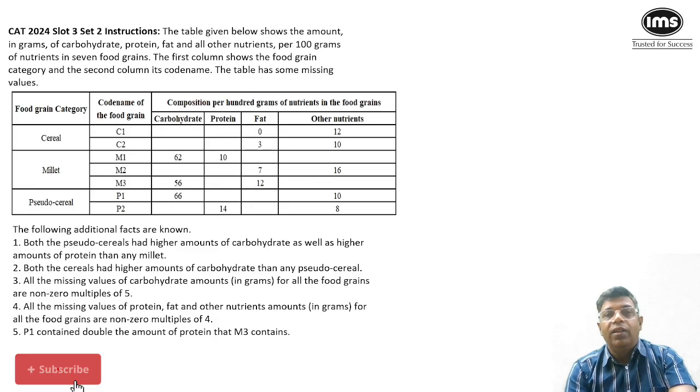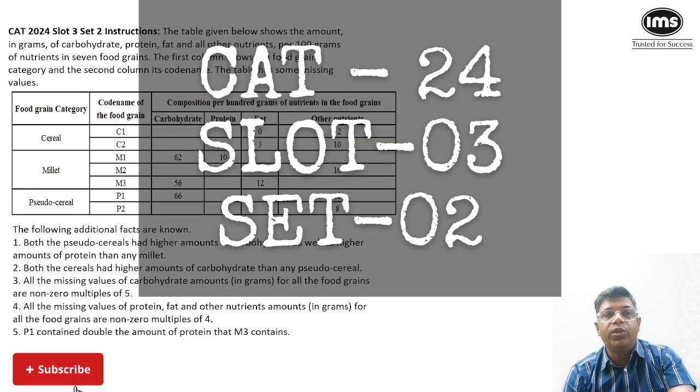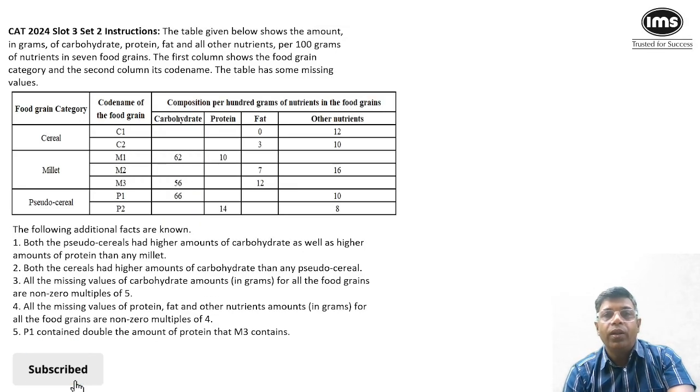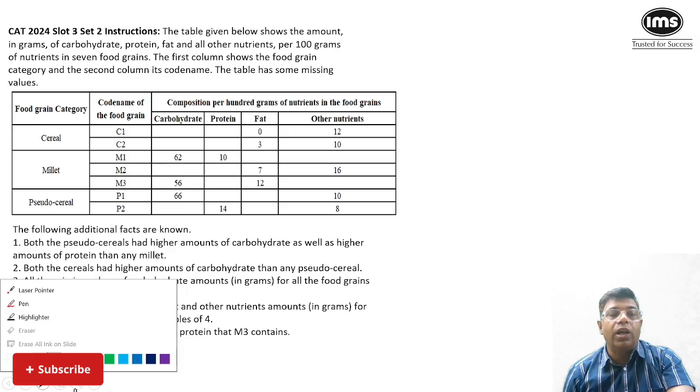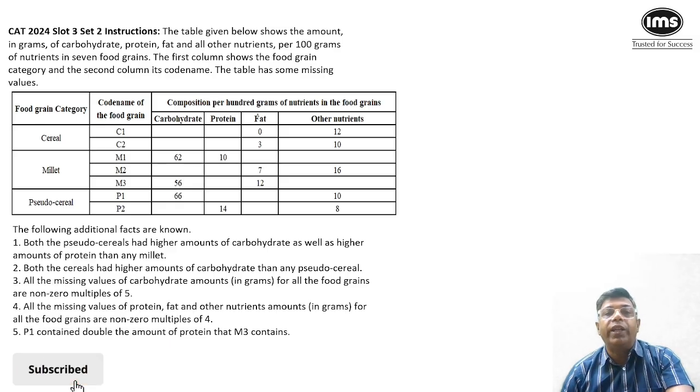Hello friends, let's discuss CAT 2024 slot 3 set 2. Let's read the information. The table given below shows the amount in grams of carbohydrate, protein, fat and all other nutrients per 100 grams. So out of 100 grams, how much is carbohydrate, how much protein, fat and other nutrients are given to you.